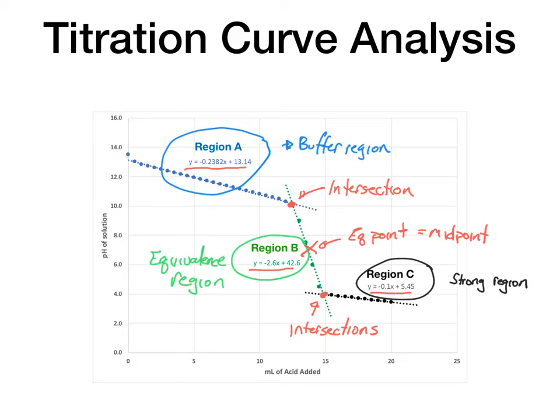Now I know these 2 points. And for me to find my midpoint between those, or my equivalence point, I need to find the halfway point between these 2 points of intersection.